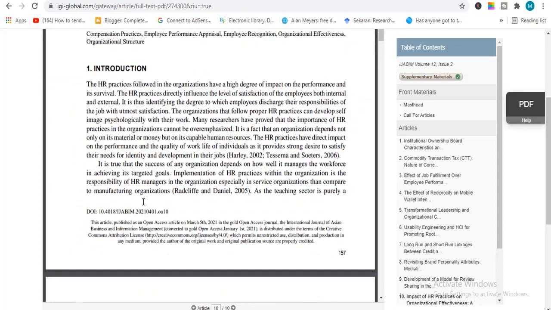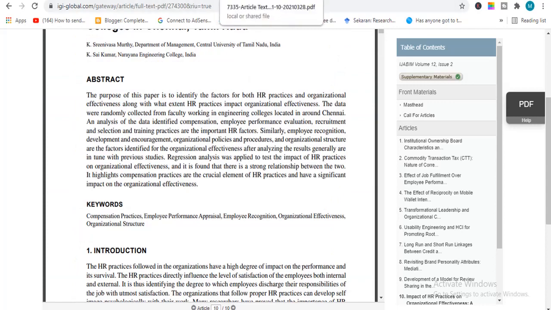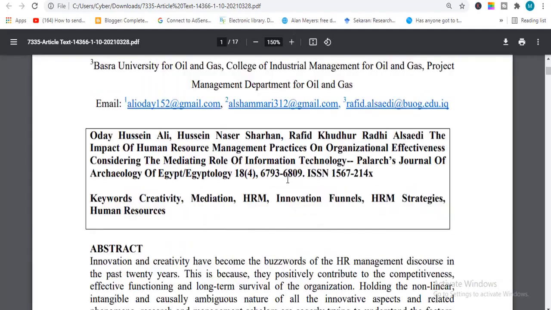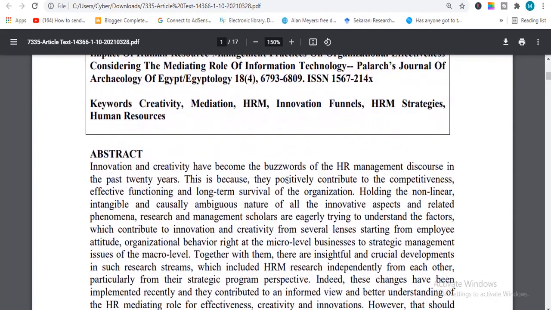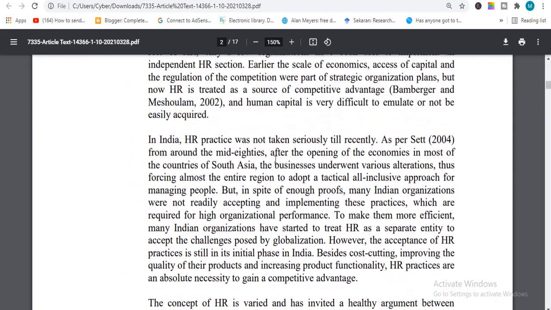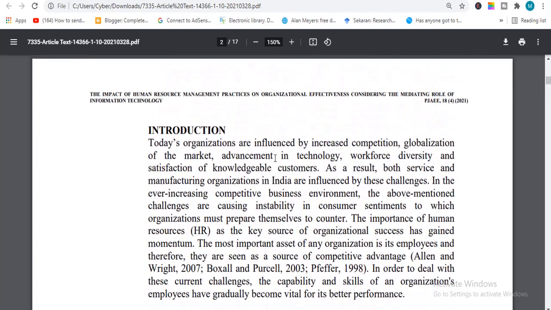Okay. So now I will show you another example of how you can write an introduction. I hope you are learning, you are getting what I'm trying to explain to you. This is the topic of this article, impact of human resource management. Then there is the abstract, which we are not focusing on right now. Our main focus is on the introduction. So there's the introduction. They are starting with: today's organizations are influenced by increased competition. So this is another way to start your introduction, an opening statement. Another unique way to start your introduction.